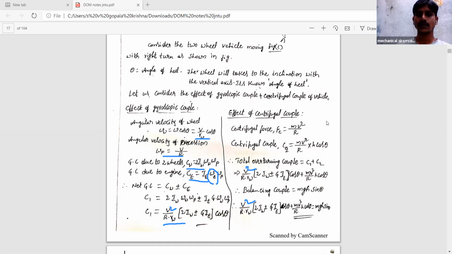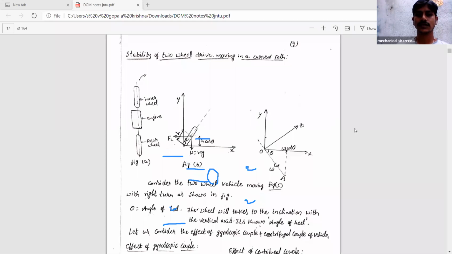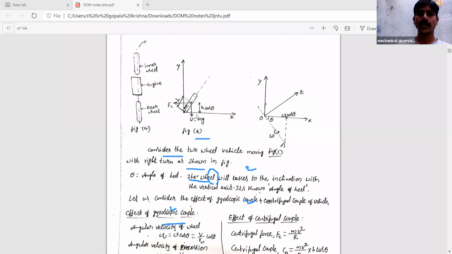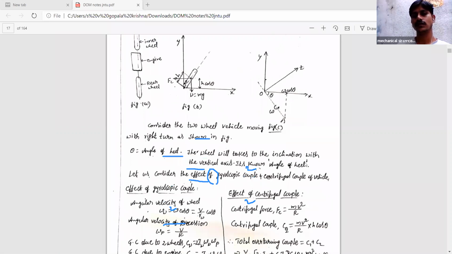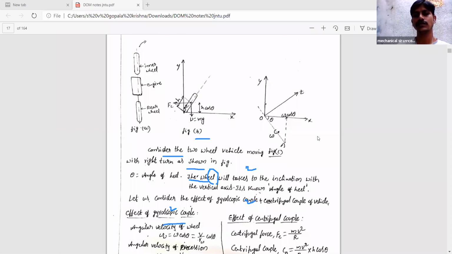You are observing that. Observe this particular place: the balancing couple is written here, that is mgh sin theta. From the overturning point of view, they may take the vertical component values in figure B, and from the balancing couple point of view, they may take the horizontal component, mgh sin theta. That is the small change.